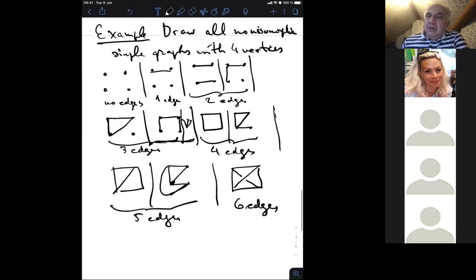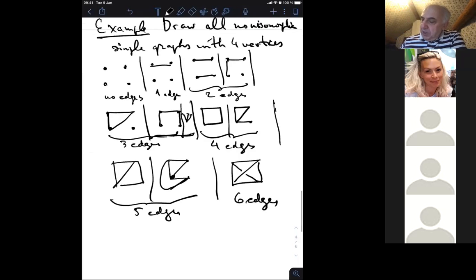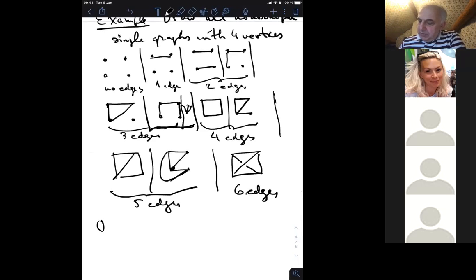Finally, there is one graph which is called complete, where we're putting in the maximal number of edges, which is 6. Now let me make a small observation or maybe question to you.